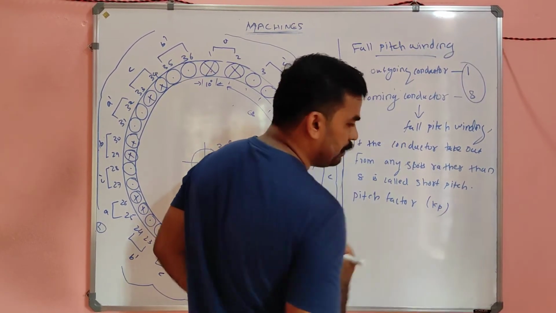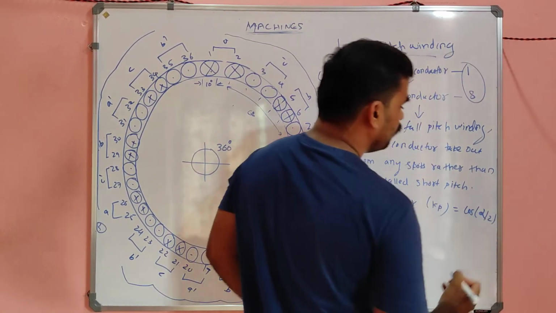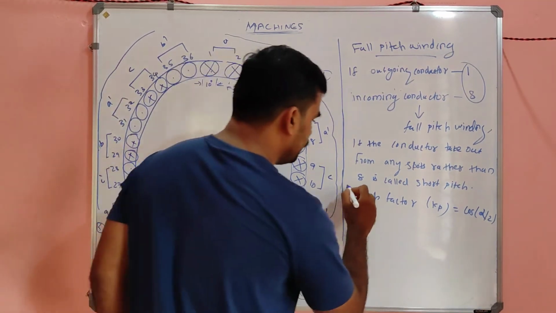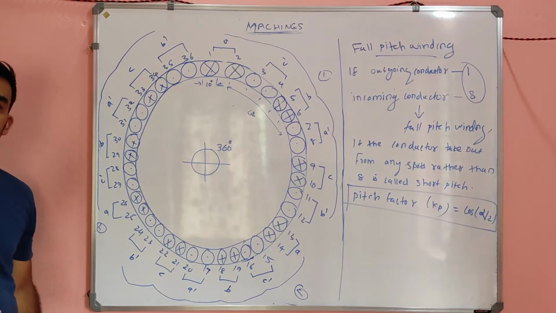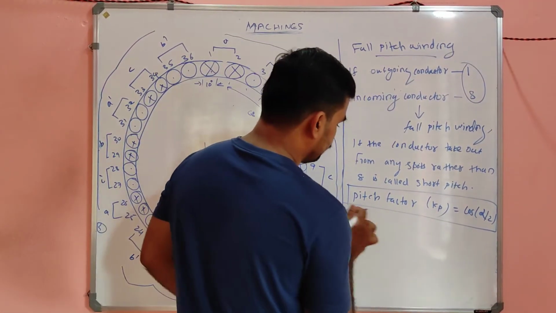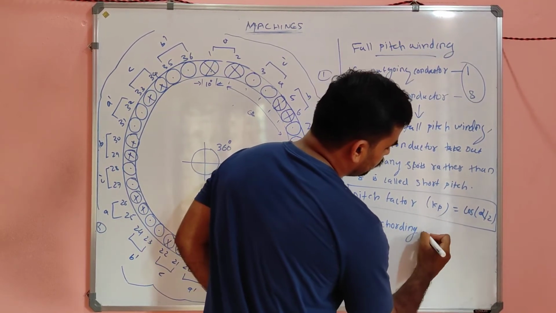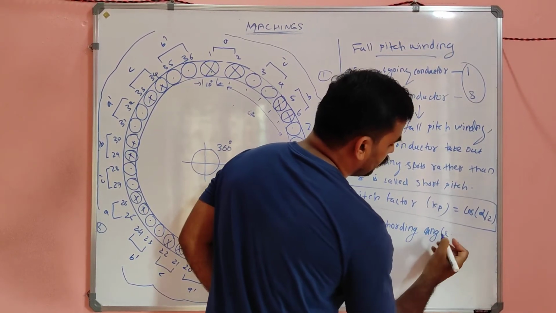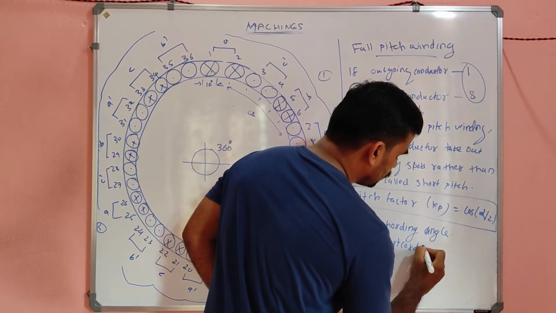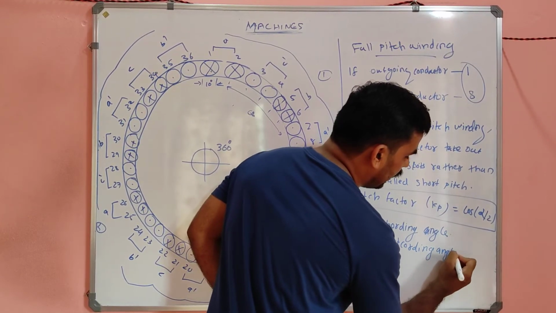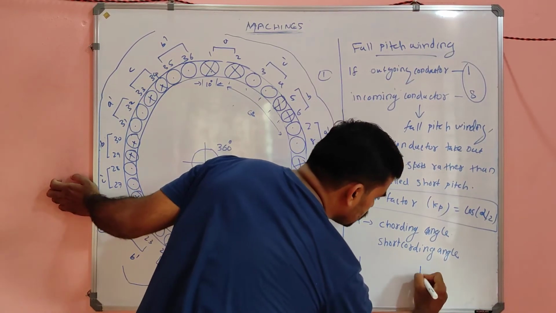and which is called Kp, which is cos alpha by 2. This is very, very important. Many times it is asked what is the pitch factor, where alpha is nothing but the coding angle or short coding angle. That means, I will tell you, suppose this is coil number 1 and this is coil number 8.